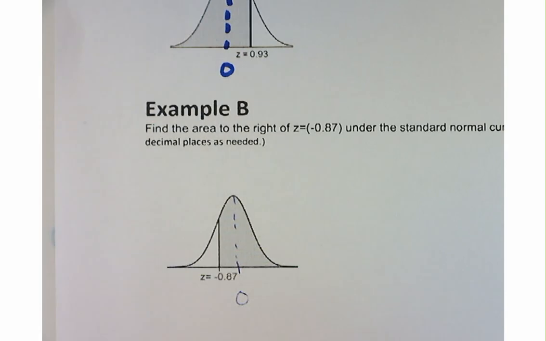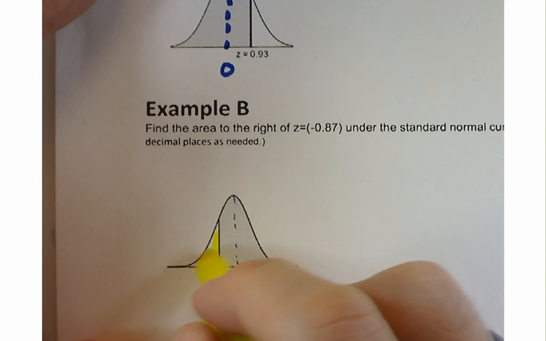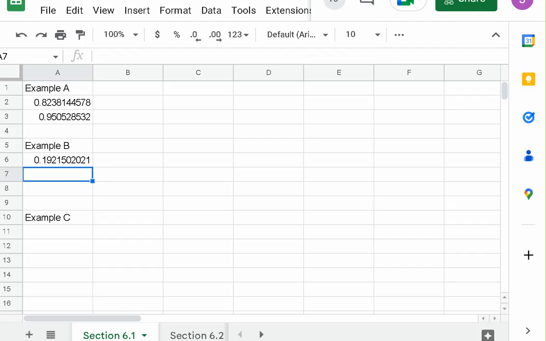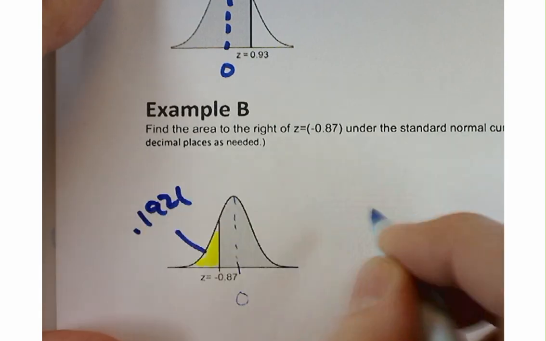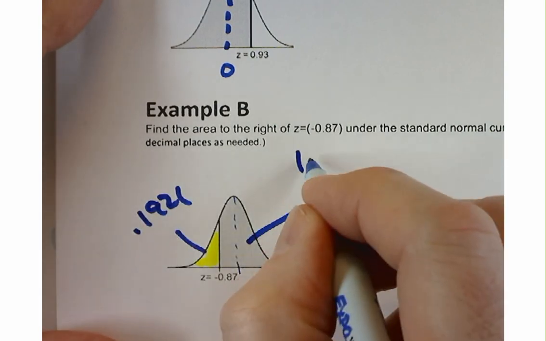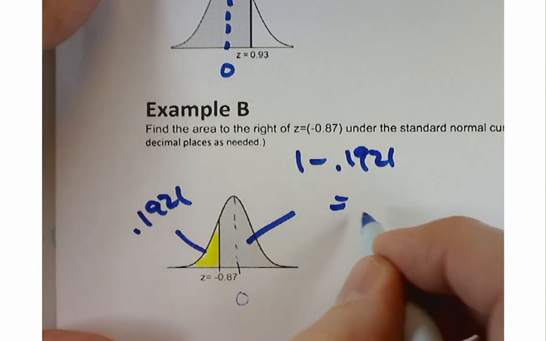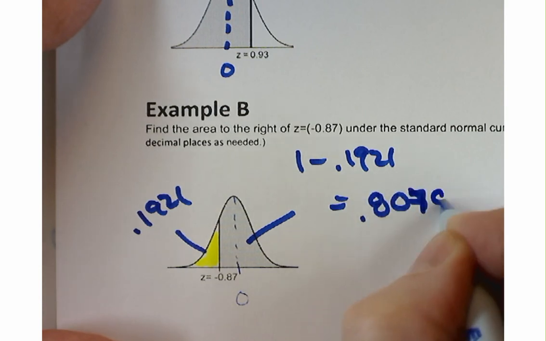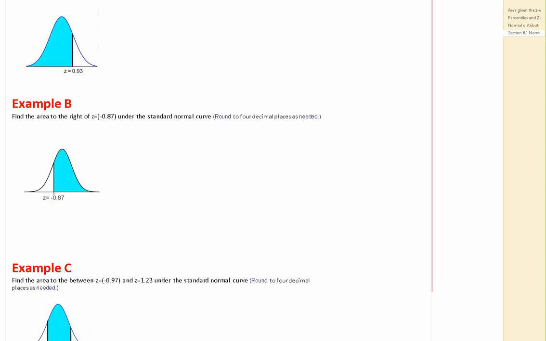Excellent. So essentially what we have to do is find the complement of this. What we found is this piece right here, that was 0.1921. If I want this area, it's going to be 1 minus 0.1921, and that should be 0.8079. Now you can have Google Sheets do that work for you. You don't have to do it in your head or even on a calculator.